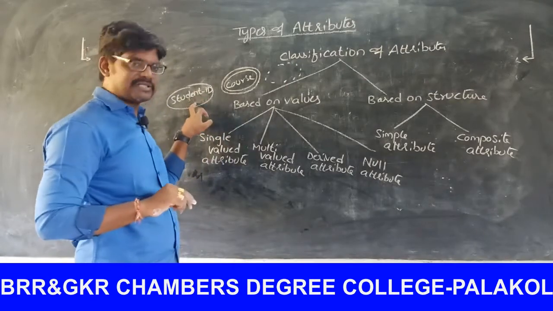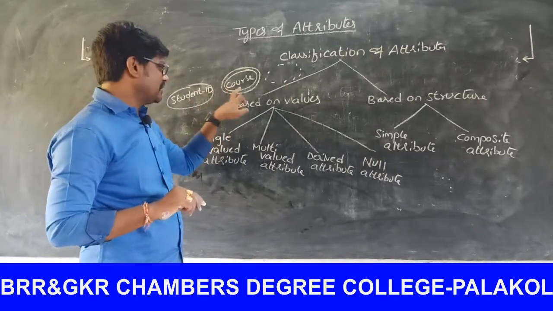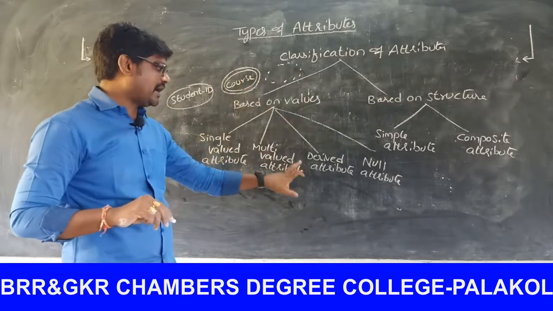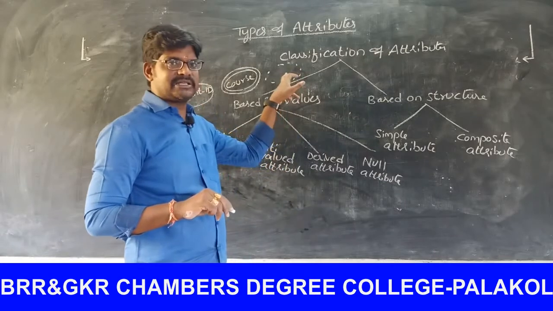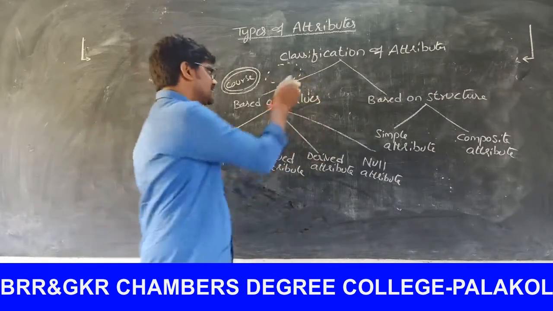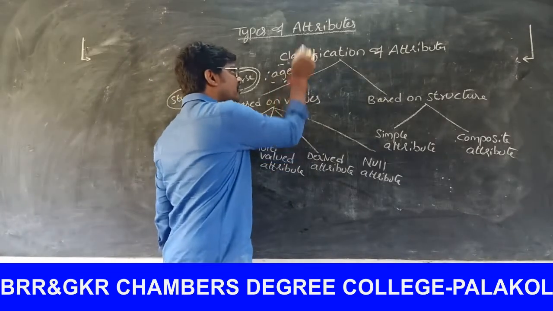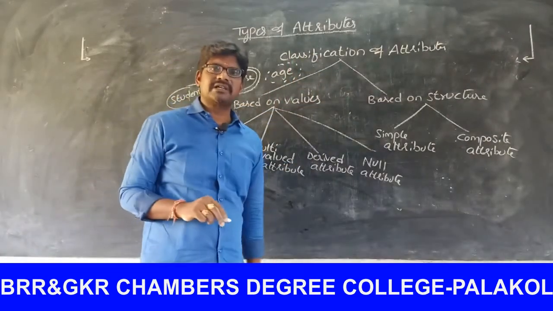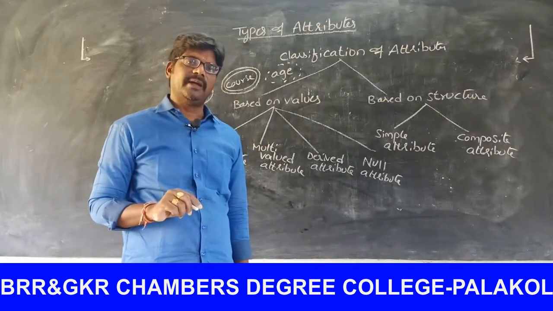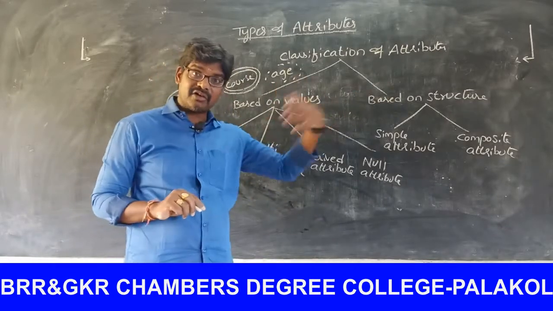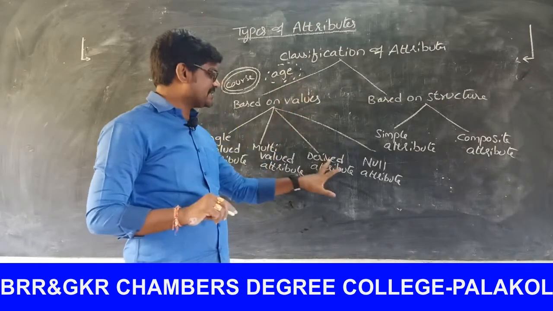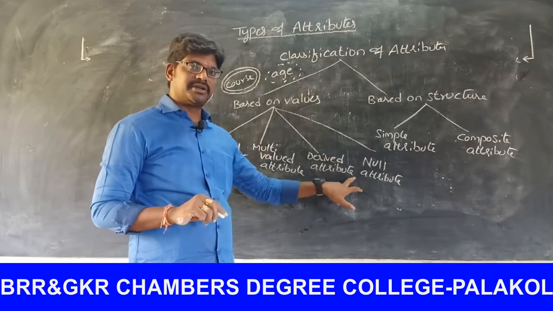A single-valued attribute can be represented by a single ellipse. A multi-valued attribute can be represented by a double ellipse, and a derived attribute can be represented by a dotted ellipse. For example, age is a derived attribute. If you want to know the age of a person, first you need the date of birth of that person. So age is derived from date of birth. That's why age is called a derived attribute.